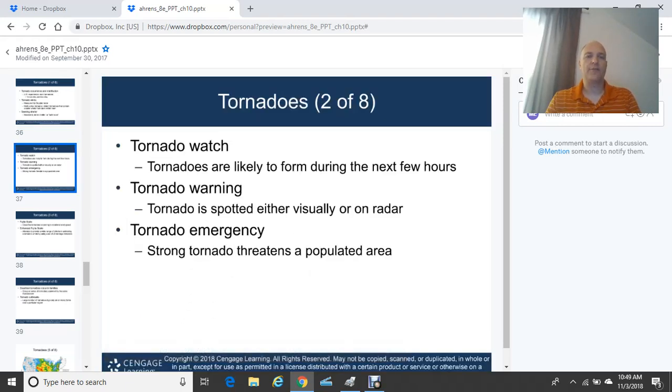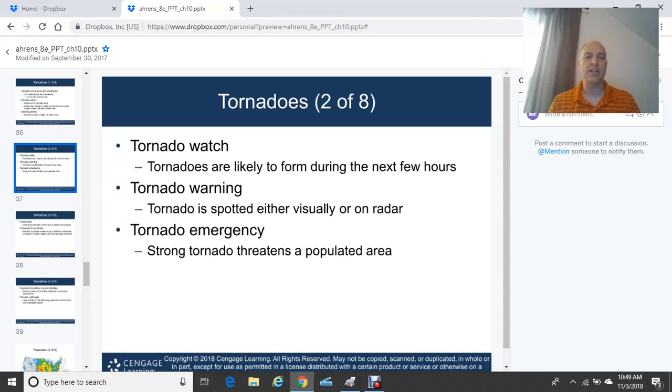All right, so what's the difference between a tornado watch and a tornado warning, a tornado emergency? A tornado watch is when tornadoes are likely to form during the next few hours. So a tornado watch just means conditions are favorable for tornado formation. A tornado warning is when a tornado has actually been spotted, either visually by someone or via Doppler weather radar, the reflectivity image. And typically on a Doppler weather radar, a tornado is going to have a hook echo or a hook shape.